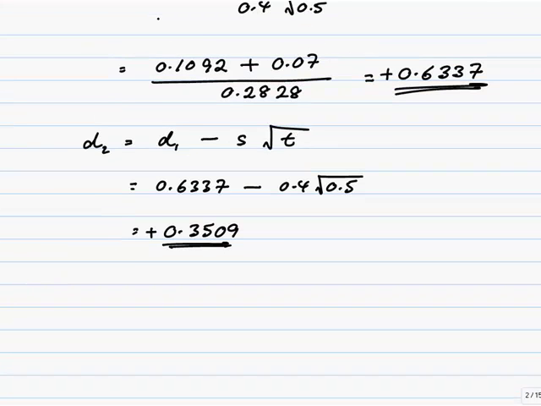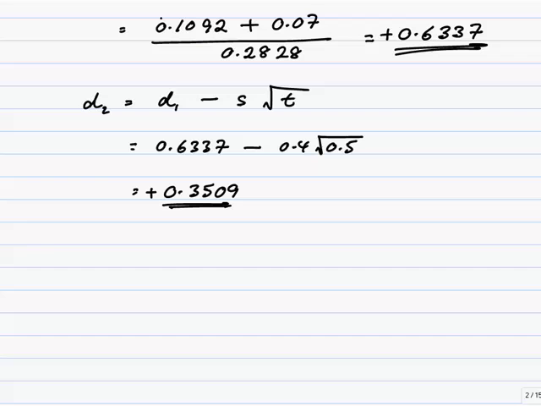We're going to look up, first of all, N D1. Now, we worked out D1 earlier. We got plus 0.6337. As you're about to see, you can only actually use the tables to 2 decimal places. So if I change it to 2 decimal places, it's N of plus 0.63.